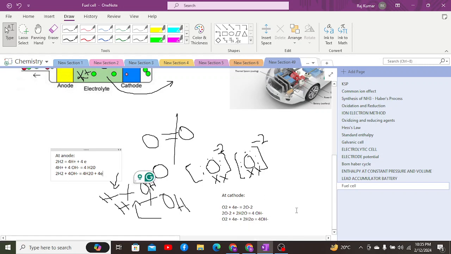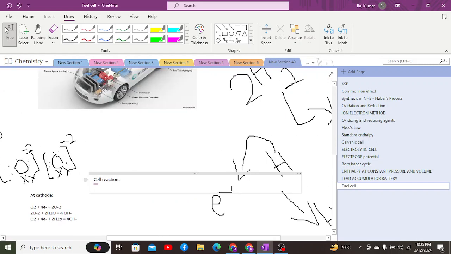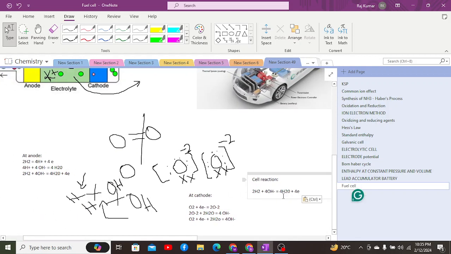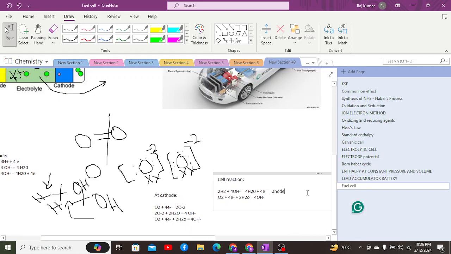And now, some other part, the total cell reaction occurring over here would be obtained by combining both of these equations. And you're going to combine this equation, right? This is equation 1, this is equation 2, right? When we are going to combine, this is at anode, this is the equation which is at cathode, right?